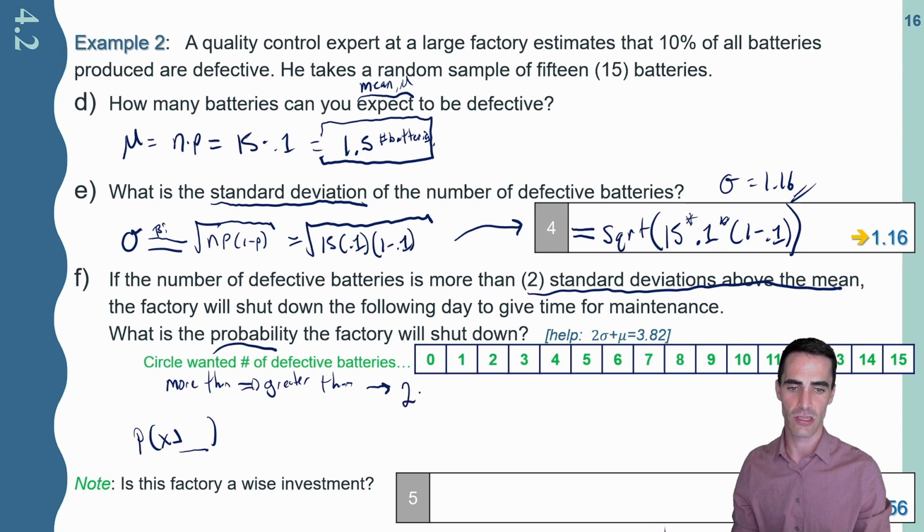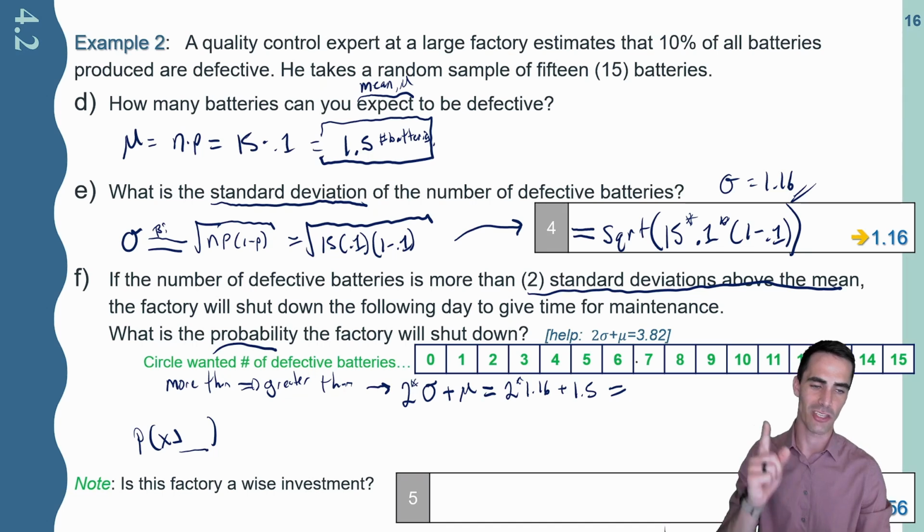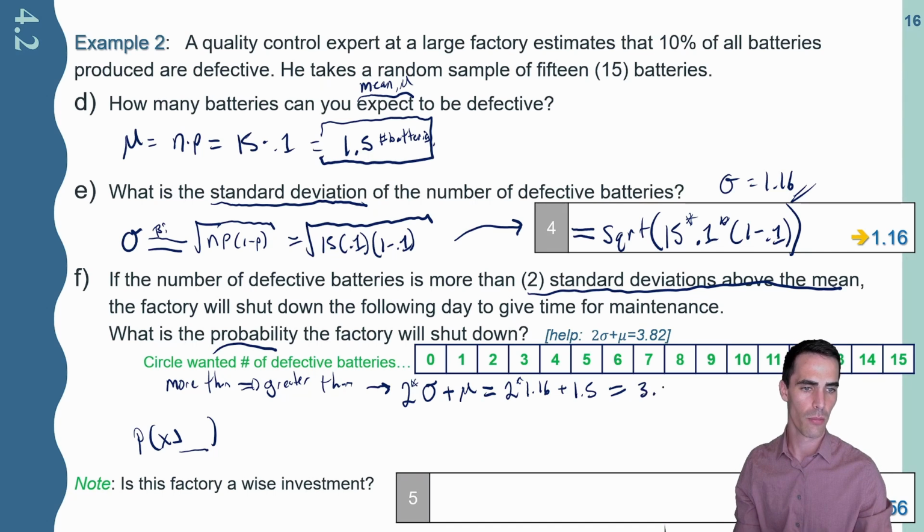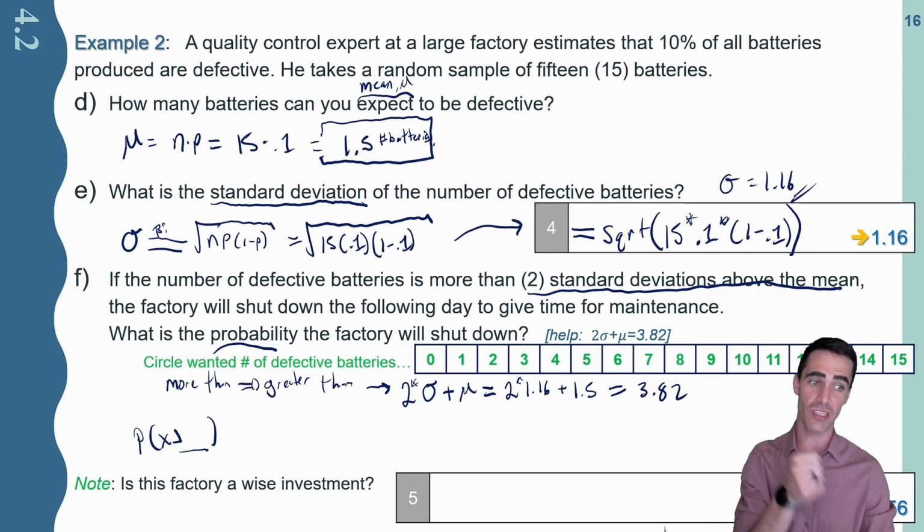2 standard deviations is just 2 times our standard deviation above, meaning I want to add it to the mean. And so this is the X quantity that we're interested in computing. We can calculate it here pretty friendly. That should be 2 times our standard deviation, 1.16, plus our mean, 1.5. If I multiply then add them, again I cheated, I did it right above, 3.82. And that's the value. When they say 2 standard deviations above the mean, they want 3.82.